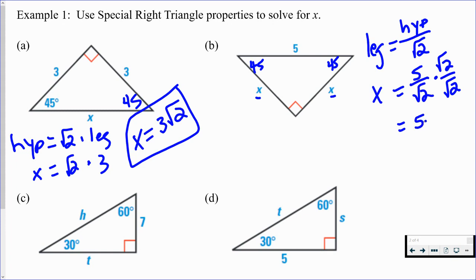When we multiply on the top, we have 5 square roots of 2. On the bottom, square root of 2 times square root of 2 is just 2. So now we know that x is 5 square roots of 2 over 2.